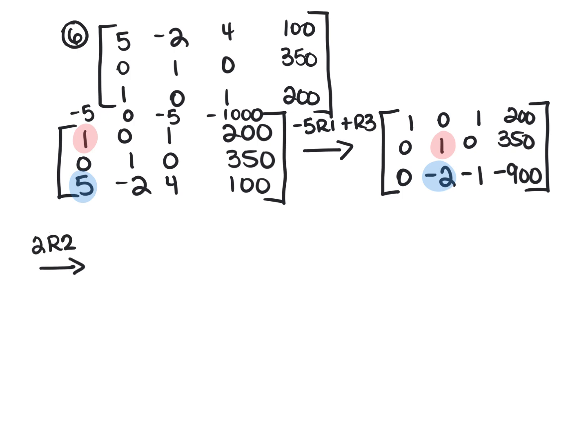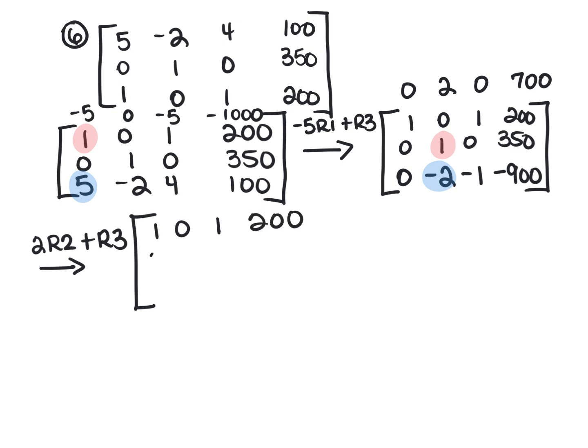So I have 2 times 0 is 0. 2 times 1 is 2. 2 times 0 is 0. And if I double 350, I end up with 700. And now we're going to add that to row 3. So row 3 is the only one that's going to change. I keep the top row and the middle row just as they are.